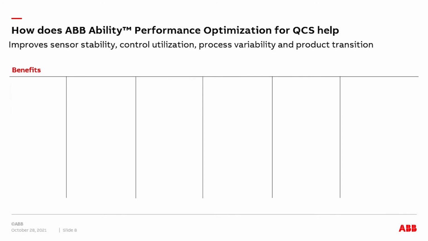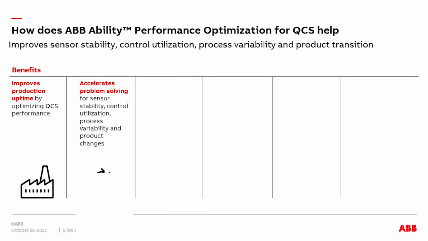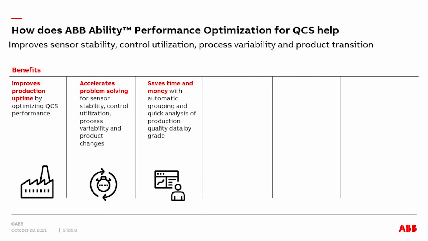These are the key benefits of the Service Port and the QCS Performance Services. It improves production uptime by reducing your machine or equipment downtime. It accelerates problem solving for sensor stability, control utilization, process variability, and grade changes. It saves time and money if you have quick analysis of all the data.